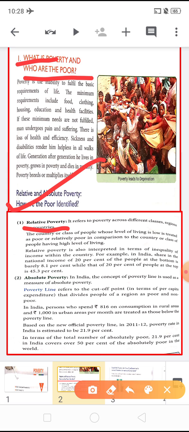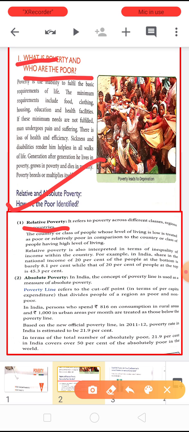It does not consider how poor the poor person is, or whether he is deprived of the basic minimum requirements of life or not. So poverty refers to the poverty across the different class regions of the country. The country or the class of people whose level of income or level of living is low is treated as poor or relatively poor in comparison to the country or the class of people having a high level of income or living.